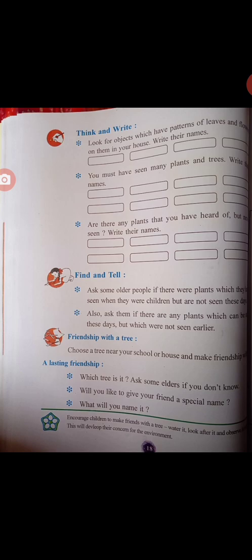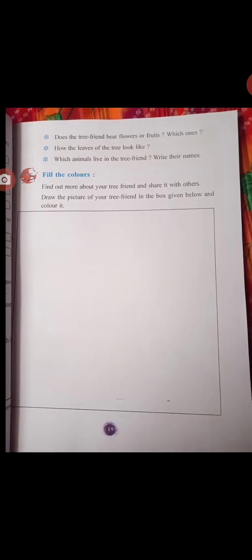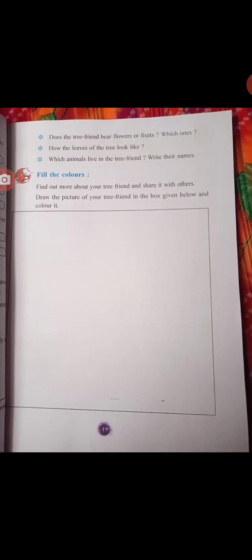Next, friendship with a tree. Choose a tree near your school or house and make friendship. Or you can plant a small plant in your neighbor's wood or in the garden. Okay, next is find the colors. Find out more about your tree friend and share it with others. Draw the picture of a tree friend in the box given below and color it.